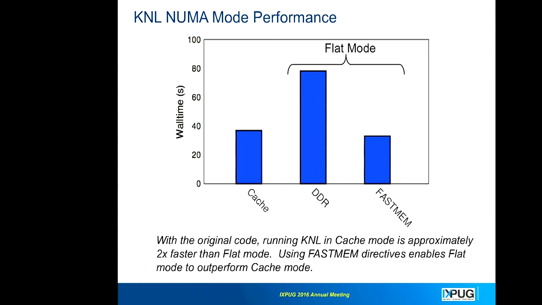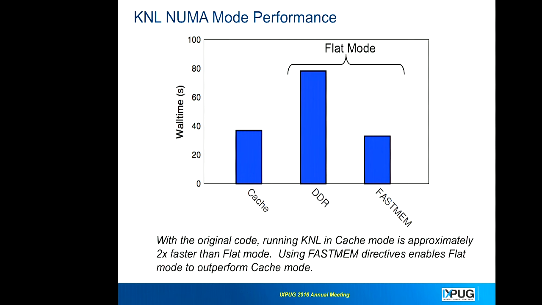And what we specifically did was we placed all of those arrays that were part of the vector dot products on the last slide explicitly into MCDRAM. And when we do that, we find out that not only do we get much improved performance when running in flat mode, but also we actually outperform cache mode by something like 15%.